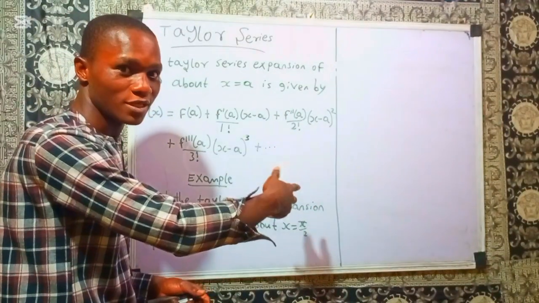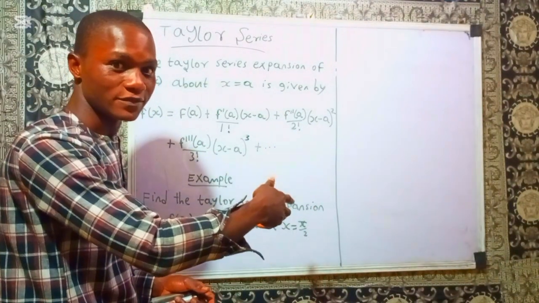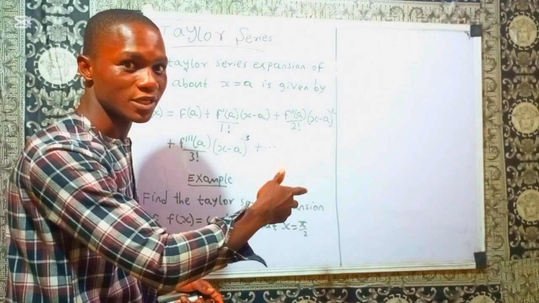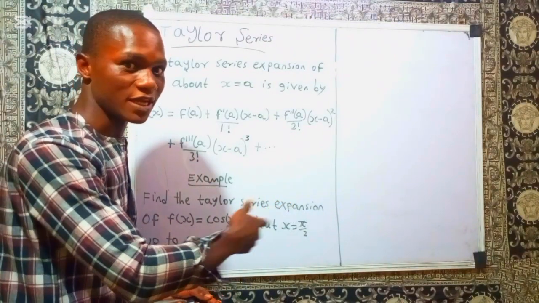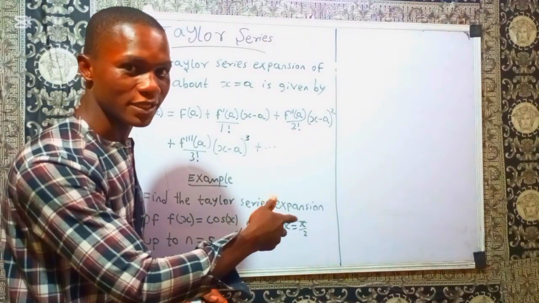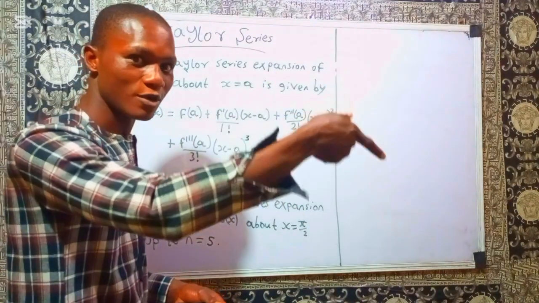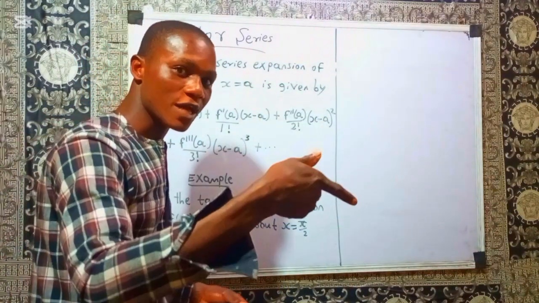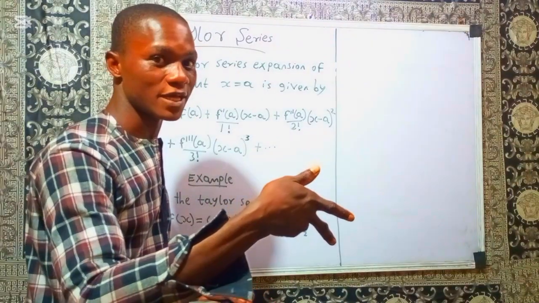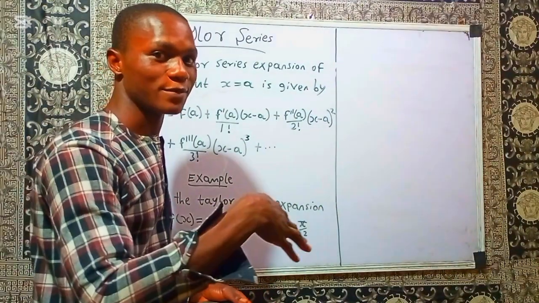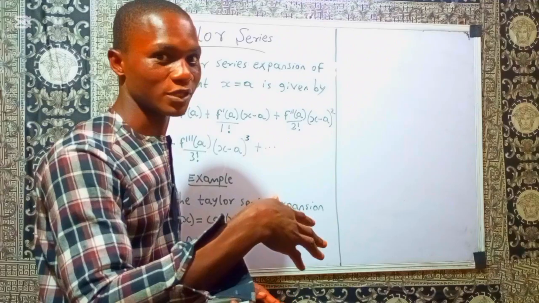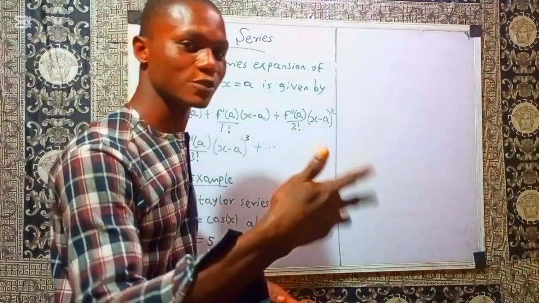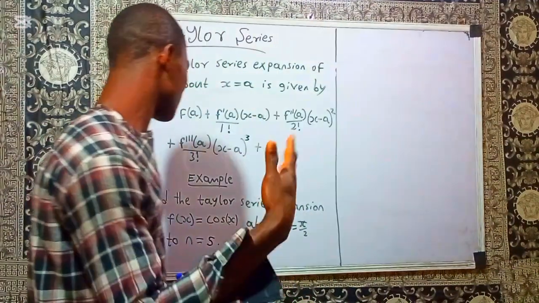Next is the fourth derivative of f at a divided by 4 factorial multiplying x minus a all raised to power 4. Next we have plus the fifth derivative of f at a divided by 5 factorial multiplying x minus a all raised to power 5. That's how it goes on.